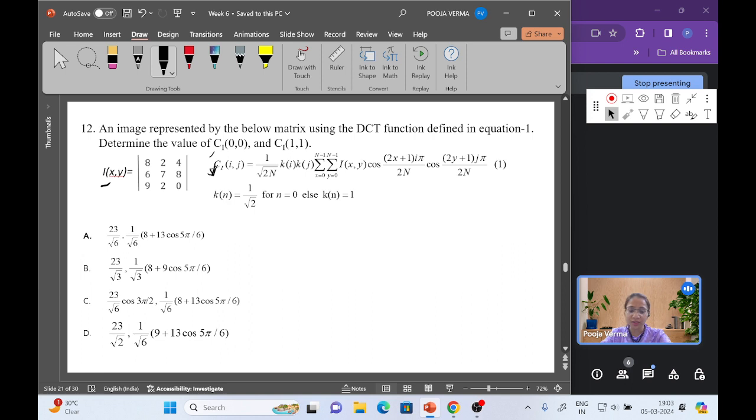Okay, now we need to do some more calculations, so please carry one calculator. Here it is also a 3 cross 3 matrix, so here n is equal to 3. It is a 3 cross 3 matrix, so n is equal to 3. In order to solve this question, we need to take another slide, one more slide.